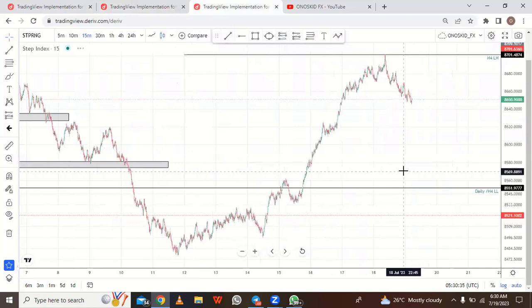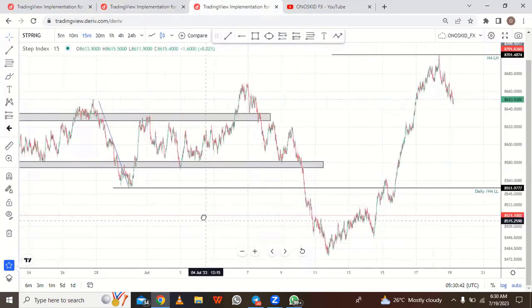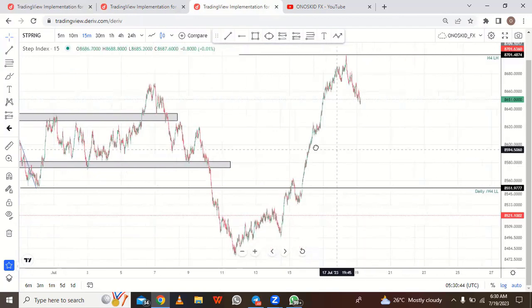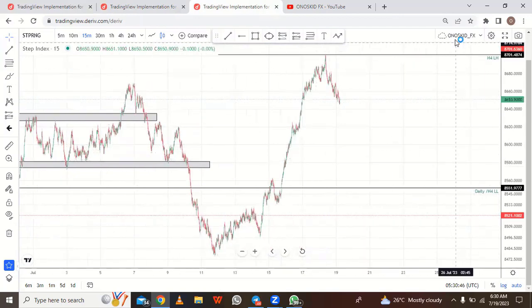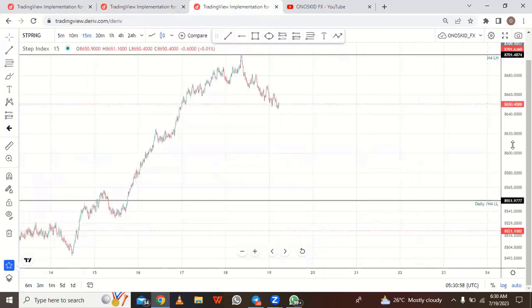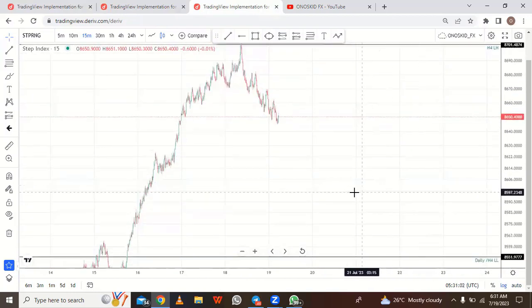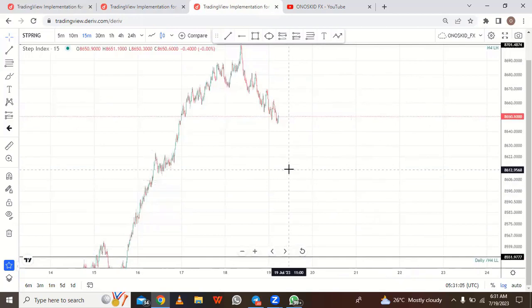I also have a trade on Step Index. Step Index is actually a very tricky market. So you need a high level of knowledge of market structure and to be very smart to be able to trade Step Index. So I'm looking for a very long shot.